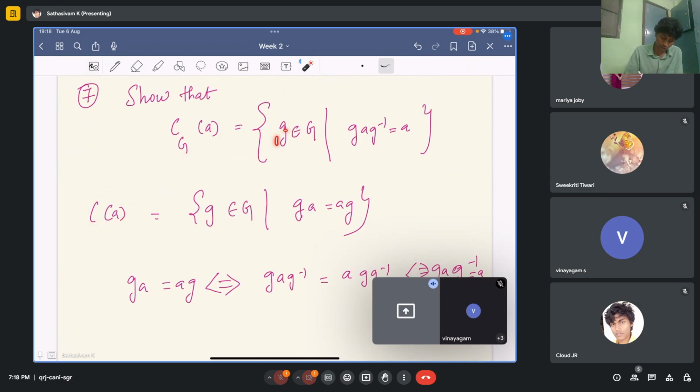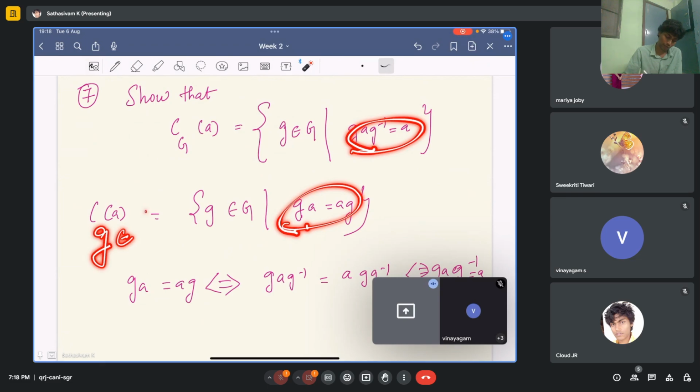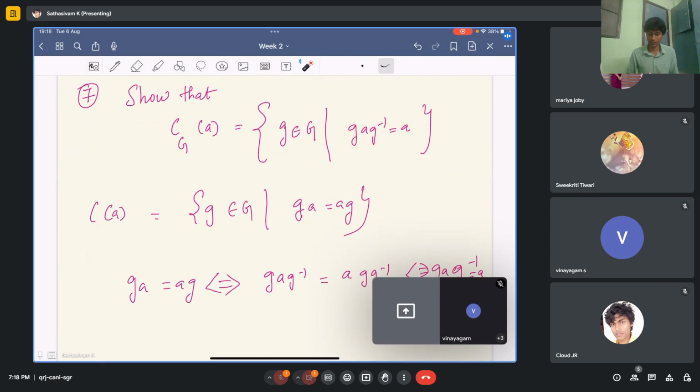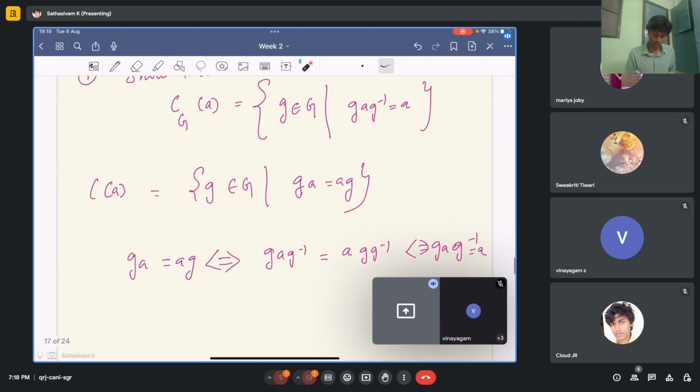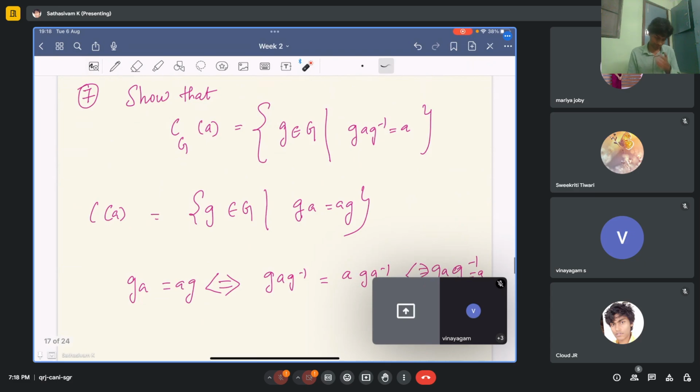Any element here which satisfies this property also satisfies this property. So any element you take here will belong to here. Okay, suppose you take an element here, it satisfies this property, and hence it satisfies this property. So this belongs to here. Okay, so that is how you want to write the proof. But there's nothing to write here, so I didn't write it.